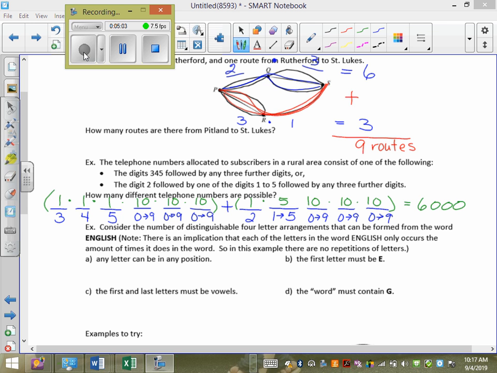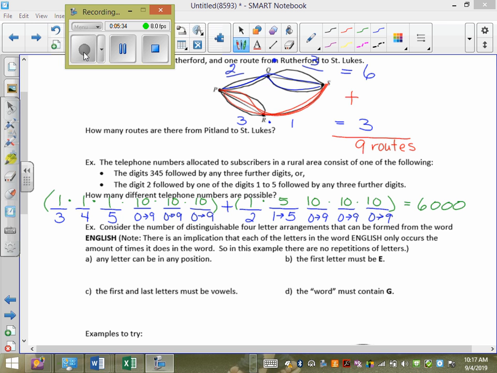So pool, if I swap the two O's, is still pool. That wouldn't be distinguishable from each other. And I'll show you how to deal with that. So, distinguishable four-letter arrangements that can be formed from the word English. Now, they're not going to say you can't repeat, but you need to know that you can't. We have the word English. That's it. We don't have the word English with infinite number of letters of English. We have English. So we have one E, we have one N, we have one G, we have one L, one I, one S, one H.